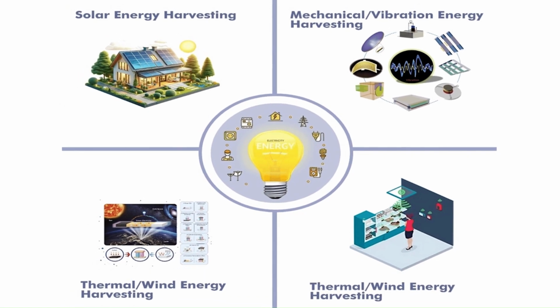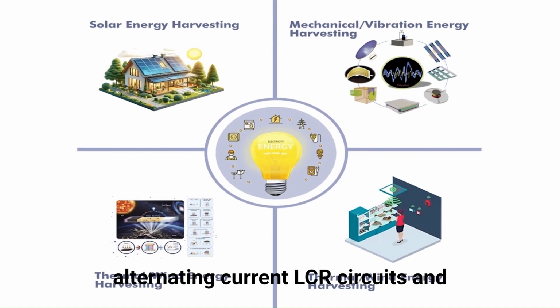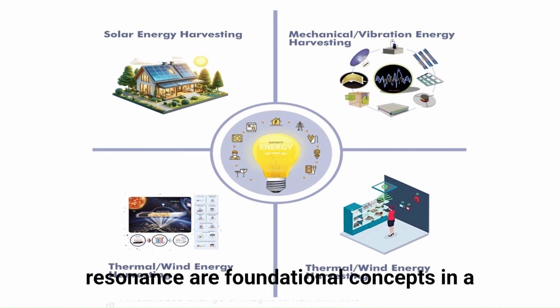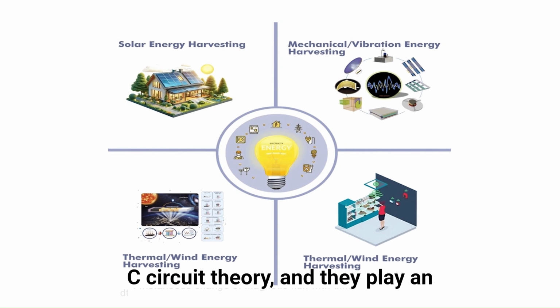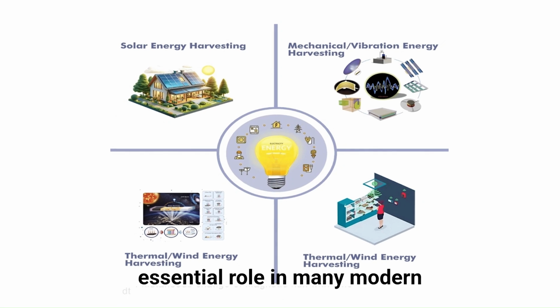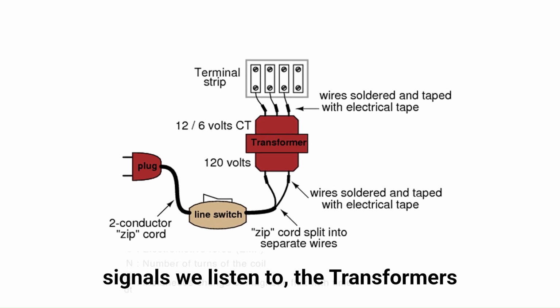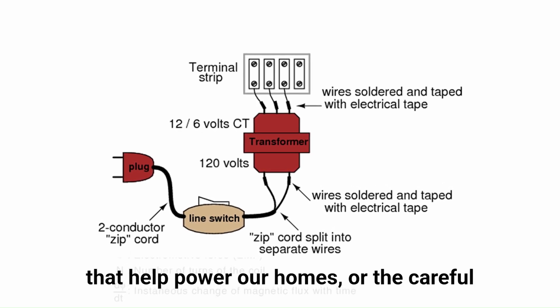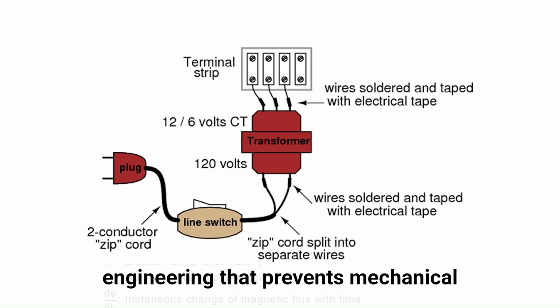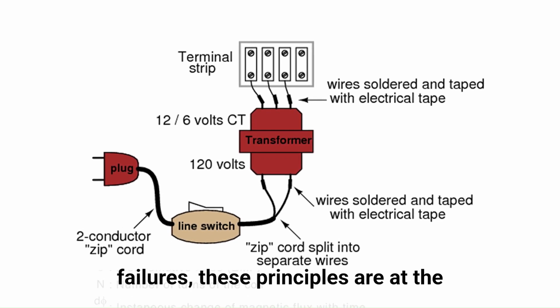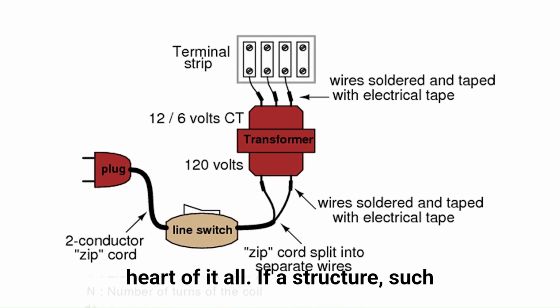To sum it all up, alternating current, LCR circuits, and resonance are foundational concepts in AC circuit theory, and they play an essential role in many modern technologies. Whether it's in the radio signals we listen to, the transformers that help power our homes, or the careful engineering that prevents mechanical failures, these principles are at the heart of it all.